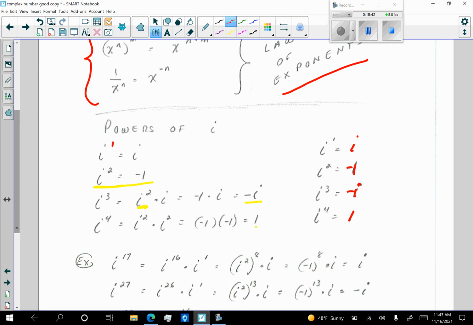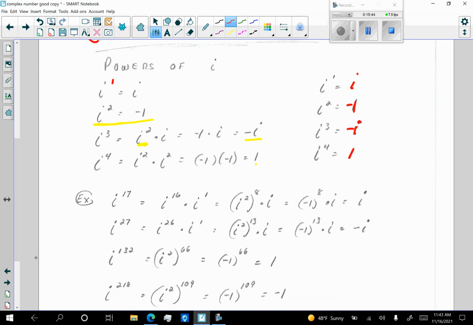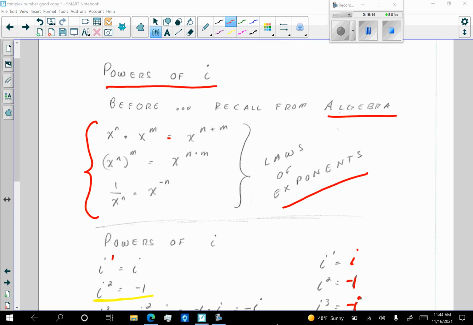Let's examine some examples. Let's look at I to the 17th. The objective here is to take these powers of I that you're given and write them as I squared times something, or I squared to some power, because we know I squared is negative 1. So if I have I to the 17th, that's going to be I to the 16th times I, because 1 plus 16 is 17. What I'm doing is employing this property of exponents here.